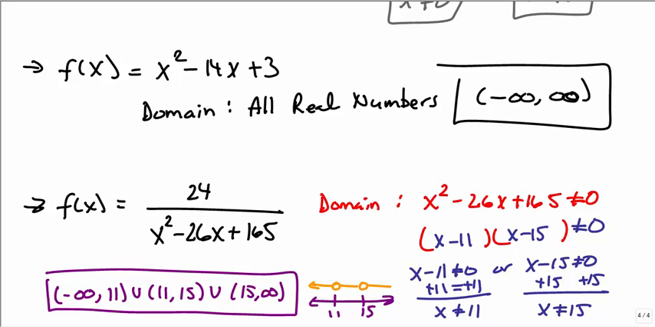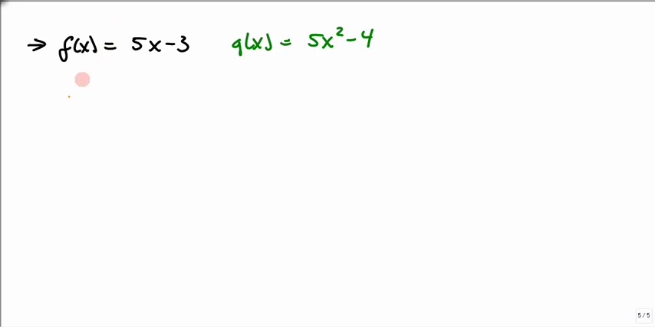Okay, so let's get back to the details about composite functions. So for an example, we could run through two given functions, let's say f of x and g of x. Let's look at f of x equals 5x minus 3, and let's look at g of x equals 5x squared minus 4. And let's look at some composite functions. So for our first, f of g of x. Okay, remember that means f of g of x.